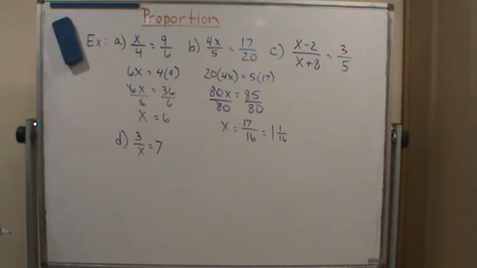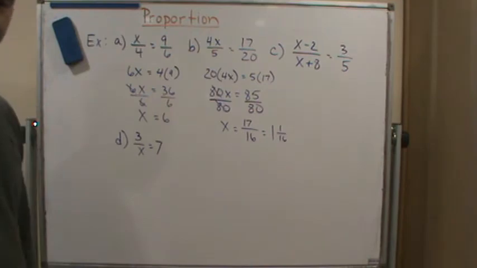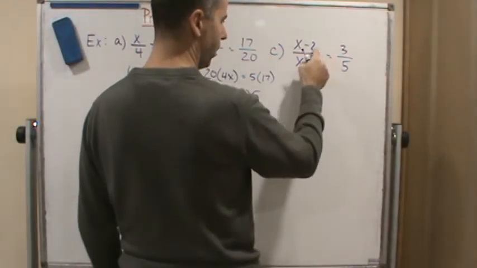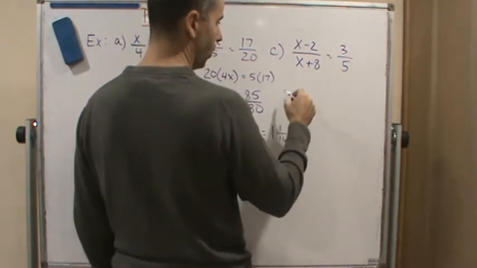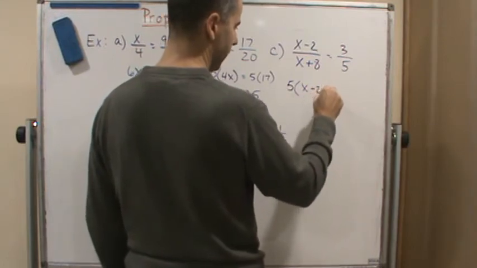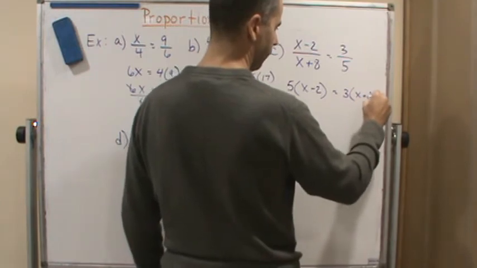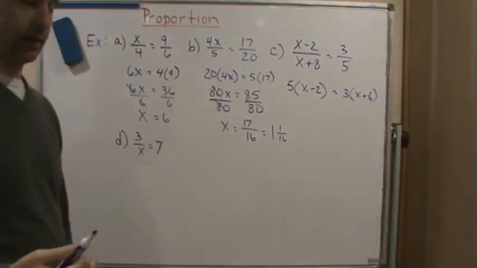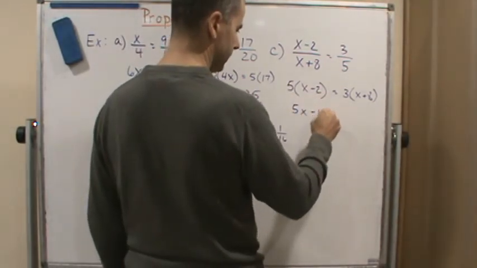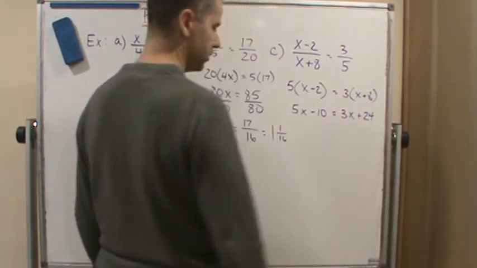Okay, so let's do the next one. So now again, it looks a little bit more complicated, but again, let's use the cross products. We've got a fraction equal to a fraction, so let's just cross multiply and see what we get. So here we're going to get 5 times x minus 2 is equal to 3 times x plus 8. So now let's distribute. This is going to give us 5x minus 10 is equal to 3x plus 24.